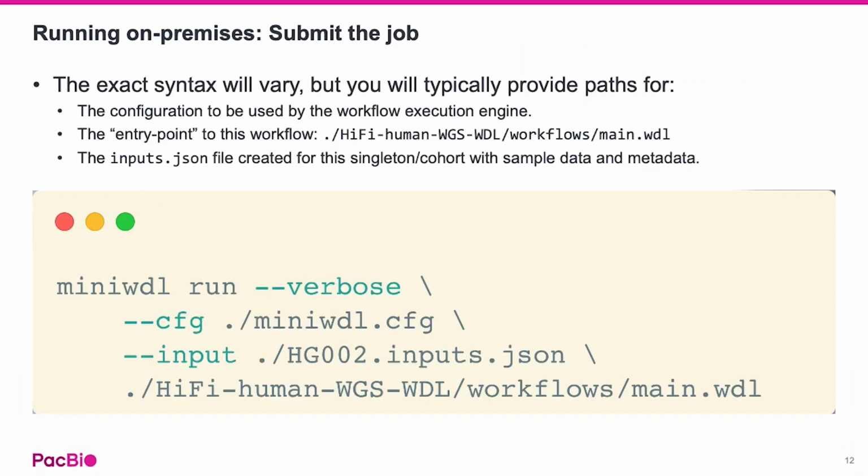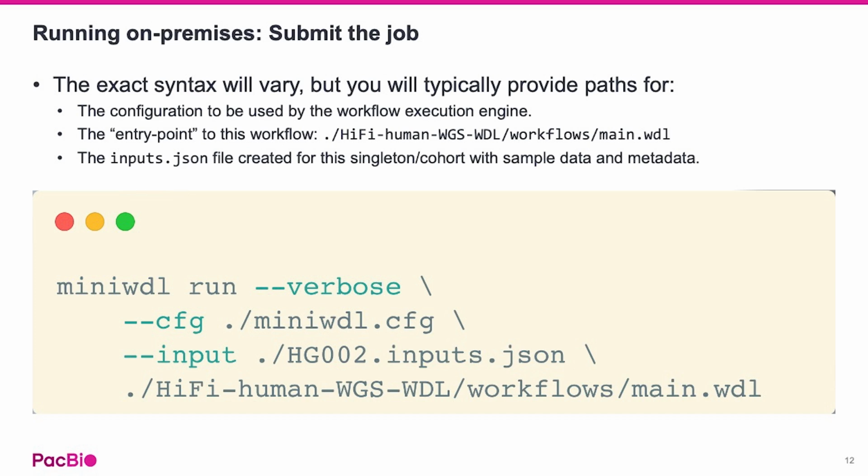Finally, you're ready to launch a job. The exact syntax will vary, but typically the command will require paths for 3 things. So it's going to require a path to the configuration. This is the configuration file we set up to run it on this cluster. It's going to require a path to the inputs for this run, and it's going to require a path to what's called the entry point into the workflow. So the entry point into the human WGS workflow is this main.wdl file.